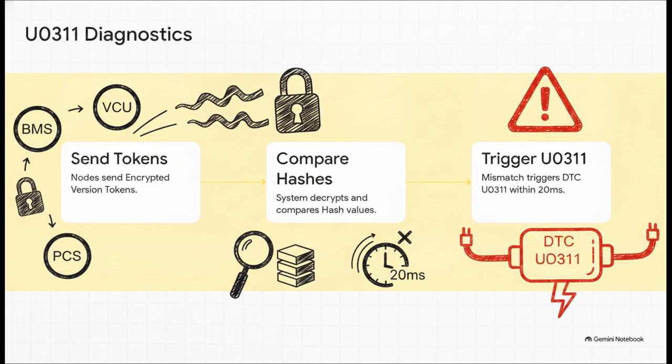And here's the crazy part. This entire 3-round diagnostic handshake has to execute perfectly within a brutally tight 20-millisecond window. If there's even a single character out of place, or if they miss that tiny window, the system immediately throws the DTC U0311 code and totally blocks high voltage from engaging.